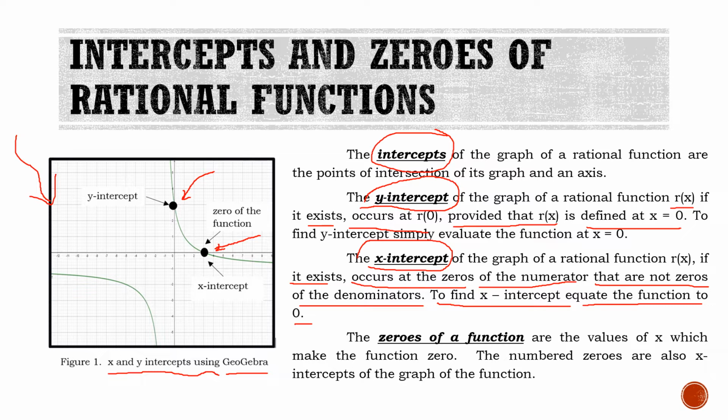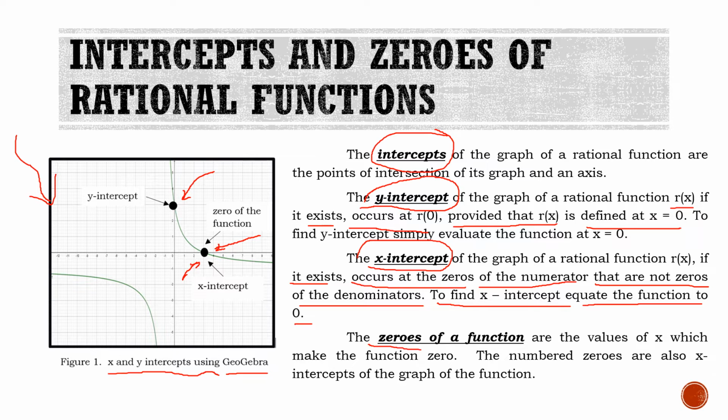If there is a given rational function and we replace f of x by simply using your y variable, then if we're asked to find the value of the x-intercept, we just substitute 0 as a value of your y or f of x for us to find the value of this x-intercept.